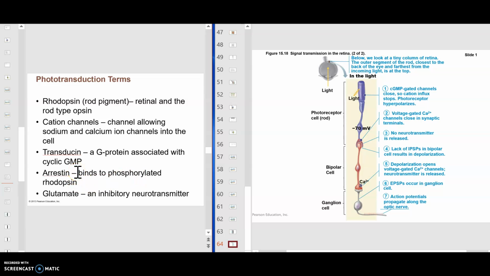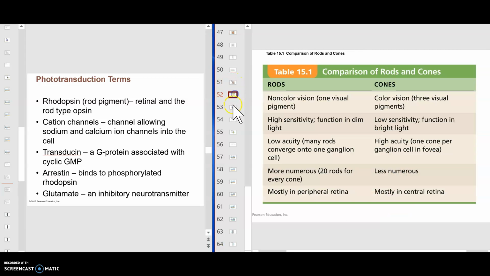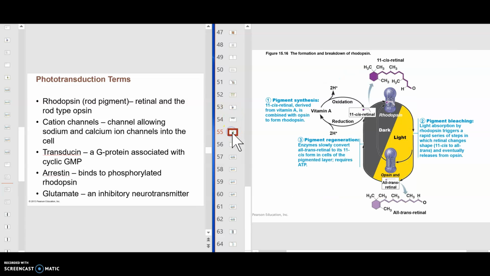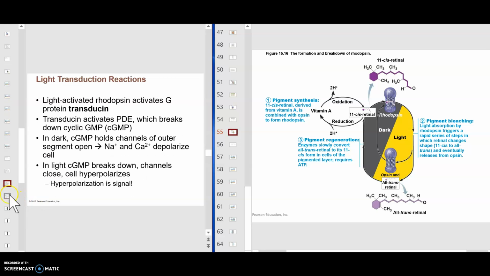What arrestin does, and I'm going to go back here, is that once you phosphorylate the opsin, then arrestin can come in on the phosphorylated opsin and keep it from any longer activating for a moment. Okay? And glutamate is the inhibitory. So we go back. We've spoken of that.